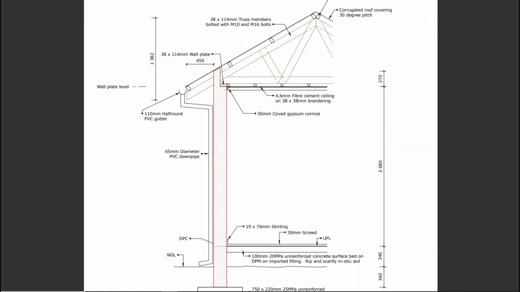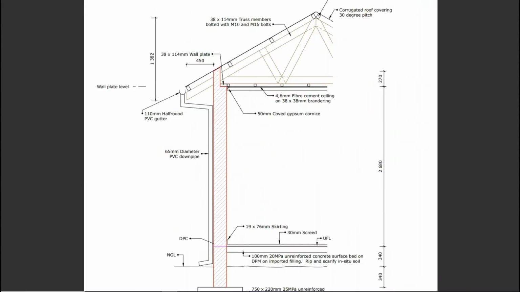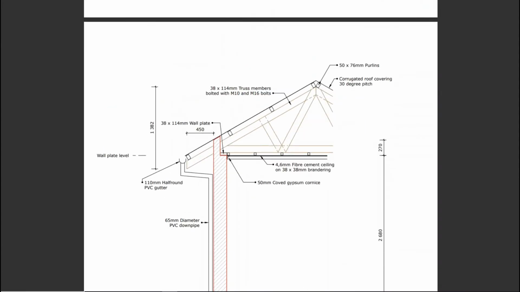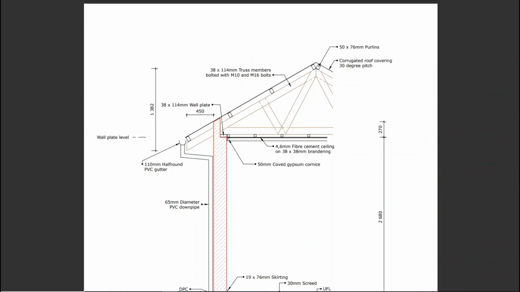Let's move over to point number 6. Adding a king post. So for this one, take a look. I wanted to take this as an example. We've been given a full truss, but what I want to really just think about is a scenario where you don't have a section for a half truss. And what I've seen in the past is that the measurer, the quantity surveyors, is required to cut it in half and add a king post themselves.